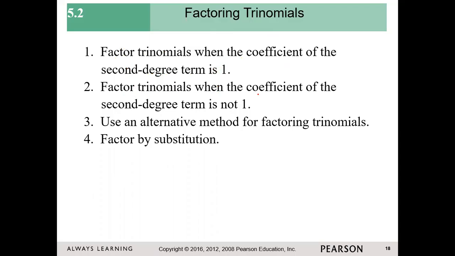When we start factoring trinomials when the coefficient is not 1, things get a little bit more interesting. And there's a couple of methods that you can use to factor those, and I will show you both of them. And then there's this idea that's factoring by substitution. I won't hit you guys too hard with these.